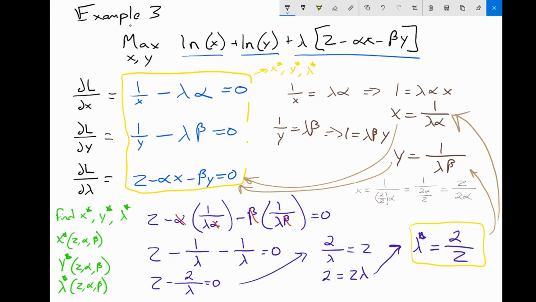Z over 2 alpha is a function only of parameters. There are no variables in there. That means that that is x star. So we've solved for x star. All right, sorry again for running out of space here.